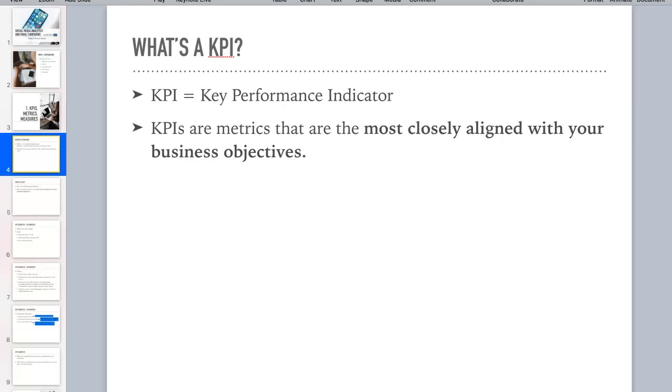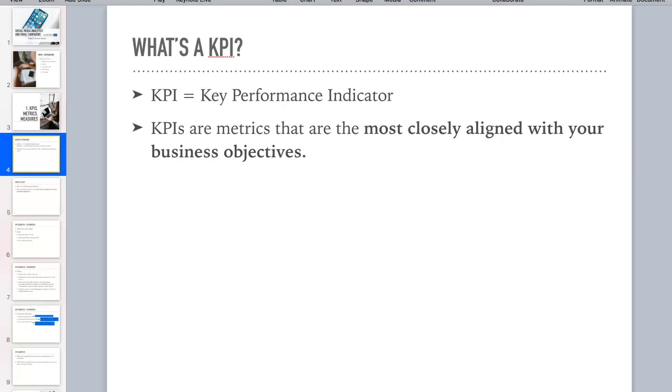A KPI is a key performance indicator. So all KPIs are metrics, but not all metrics are KPIs. The KPIs are the metrics that are most closely aligned with your business objectives. So that means that you're looking at the overarching business objectives, be it sales or awareness, etc., and then assigning metrics that are key performance indicators of meeting that goal.